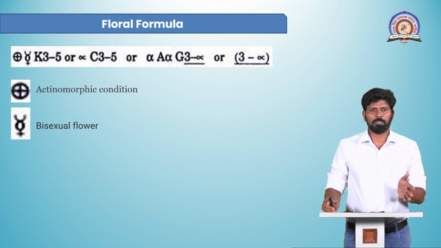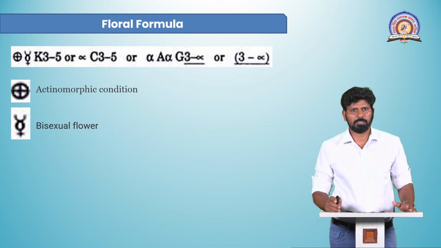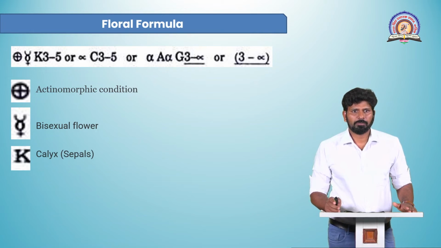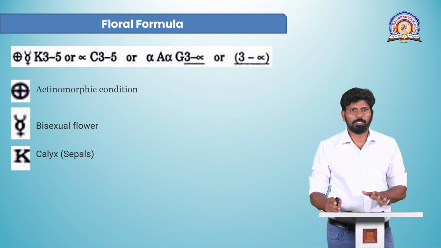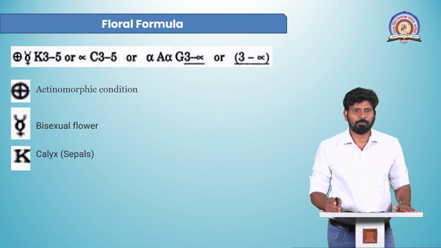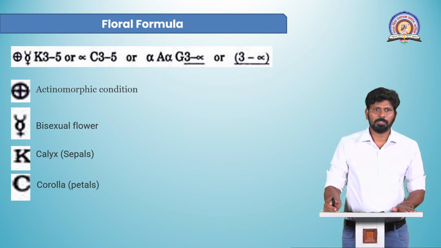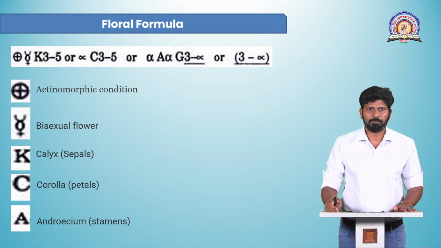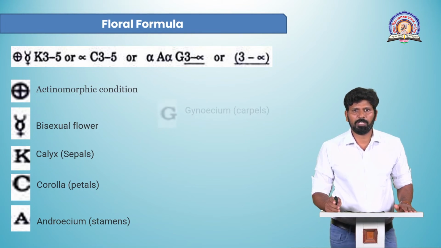So male and female reproductive parts are separate and these are functional. So the flower is bisexual. Then calyx or sepals are 3 to 5 or many. Then corolla is also 3 to 5 or indefinite. And then androecium, stamens are indefinite.